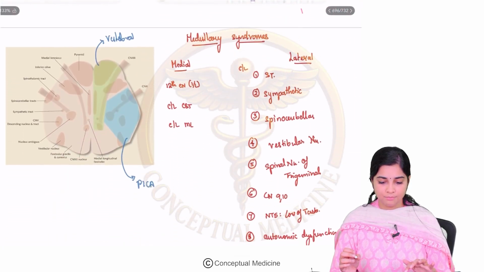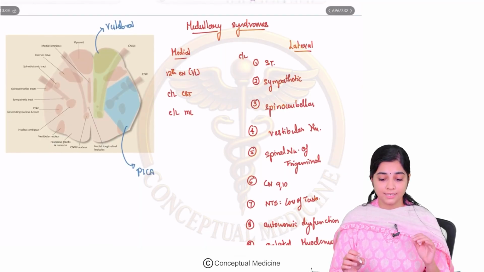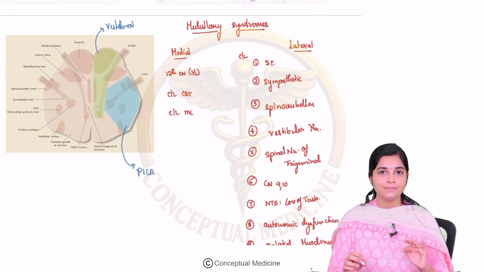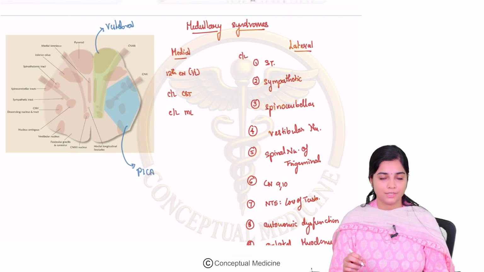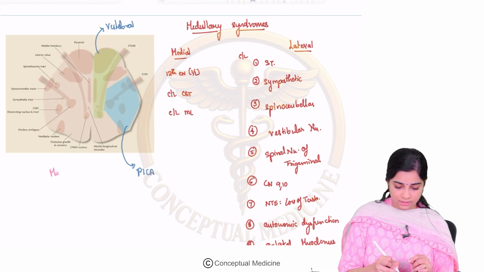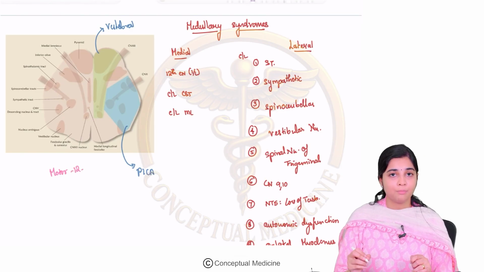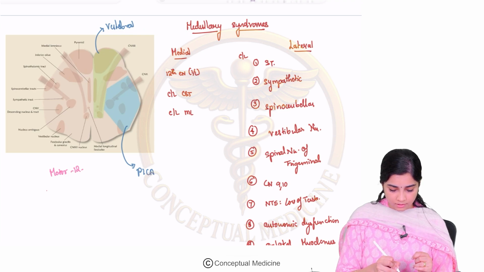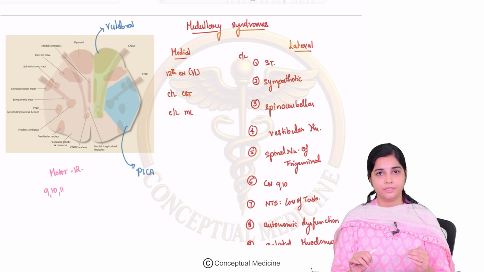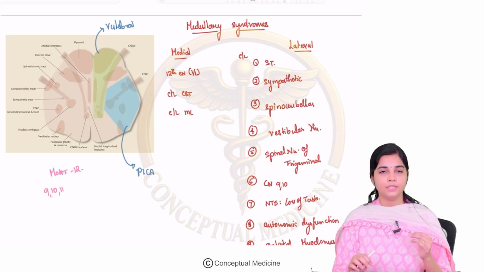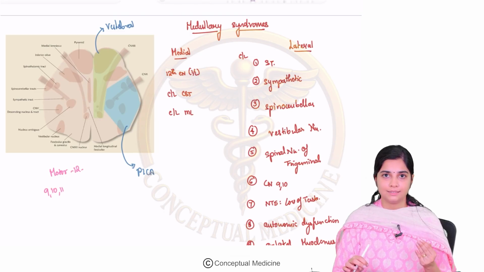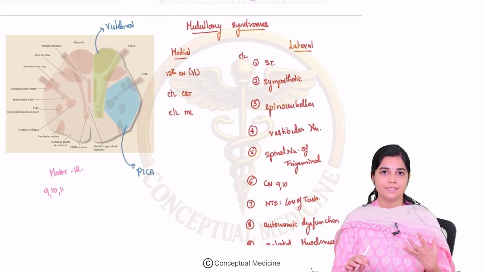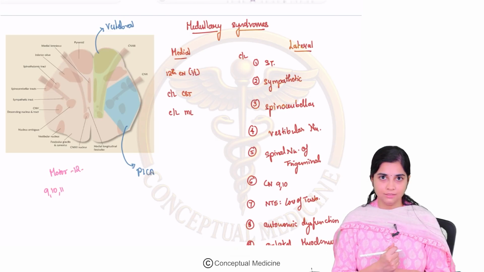Now let us understand medullary syndromes. Now at the level of the medulla, which cranial nerve is going to get affected? It is your motor cranial nerve, which is your 12th cranial nerve. Apart from that, what other cranial nerves are there at that level? We have 9, 10, 11 and 12. So medullary involvement, especially if it involves your 9th and 10th cranial nerve, you're going to have a lot of dysphagia, dysphonia, dysarthria because of involvement of your 9th and 10th cranial nerves.